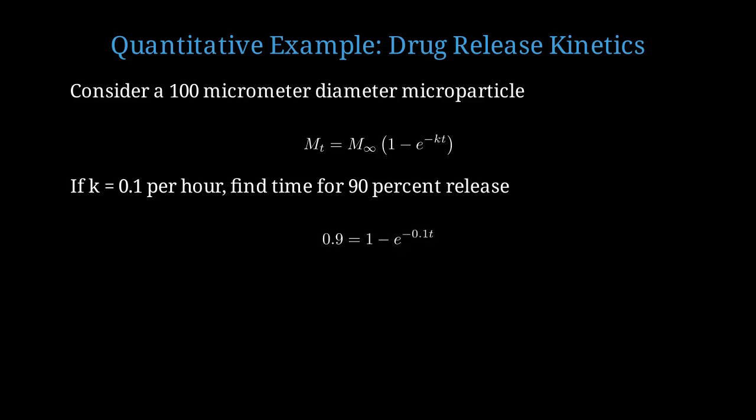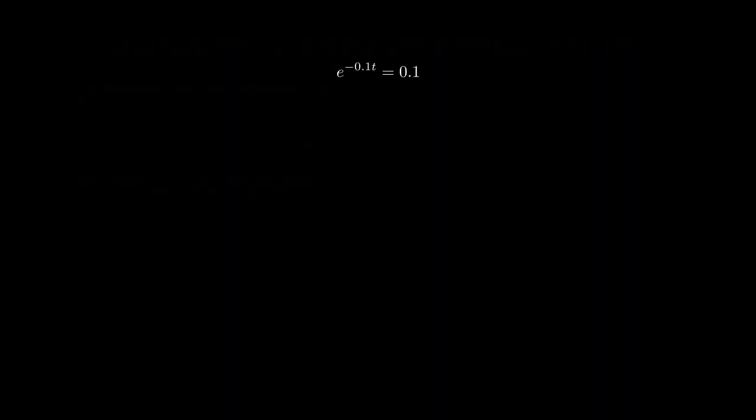We set Mt over M infinity equal to 0.9 and solve. 0.9 equals 1 minus e to the negative 0.1t. Rearranging gives e to the negative 0.1t equals 0.1. Taking the natural logarithm and solving for t gives approximately 23 hours for 90% release. This demonstrates how we can quantitatively predict and design release profiles.